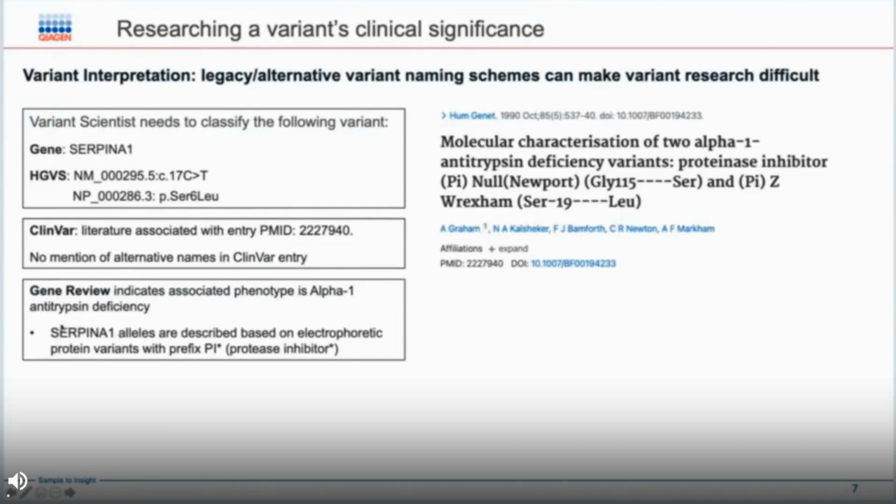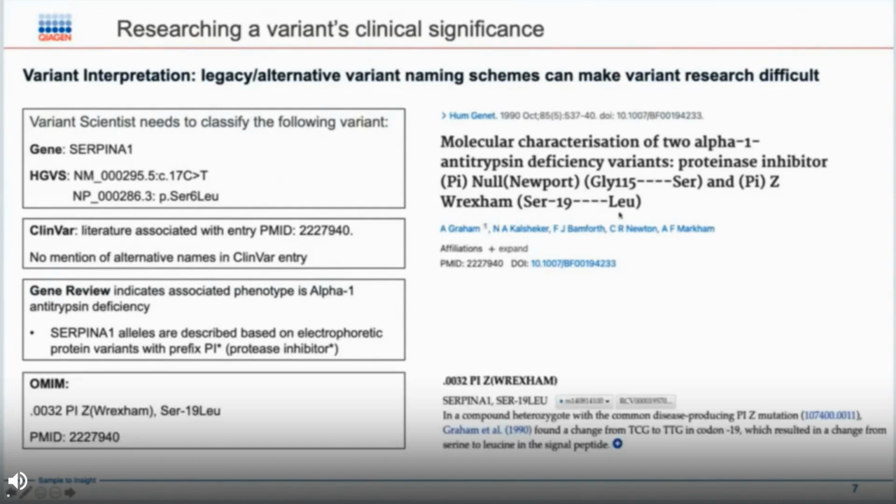And so you have not only what appears to be like a legacy name where the codon is different, but you have this different alternative naming scheme based on the location of where the variant was found. But still at this point, you're not quite sure that you can confirm that serine 6 leucine is in fact the same variant as a serine -19 leucine.